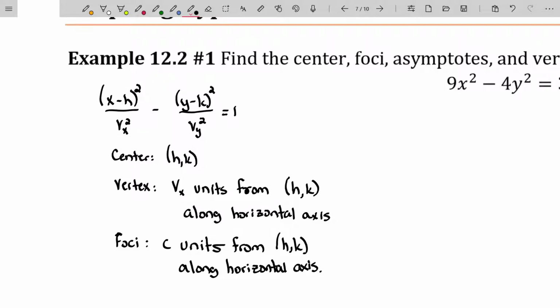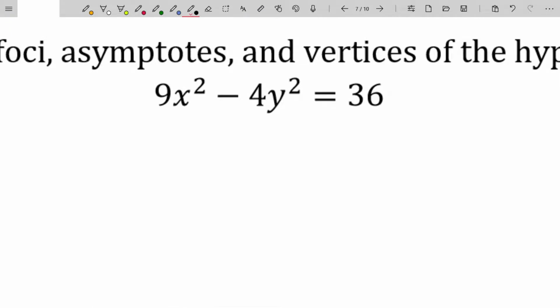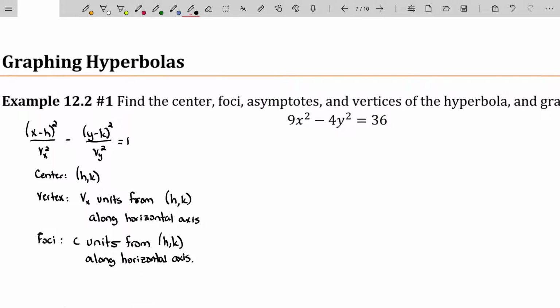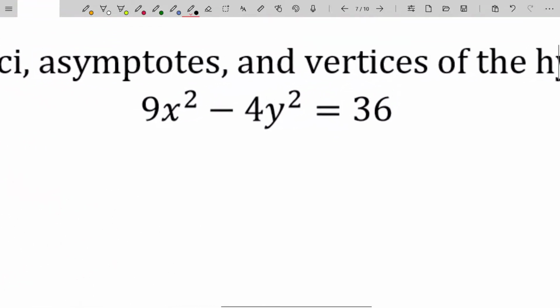So let's go over to this. Notice this is not equal to 1. It's 9x squared minus 4y squared is equal to 36. So we'd like this to be equal to 1. That's the first trick when working with any type of conic, really, other than parabolas. You want that right-hand side, or the side with the constants, to just be 1. So dividing both sides by 36, you get x squared over 4 minus y squared over 9 is equal to 1.